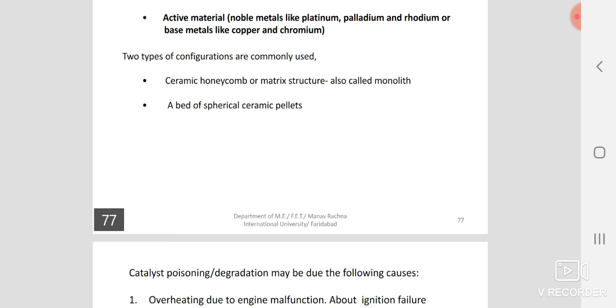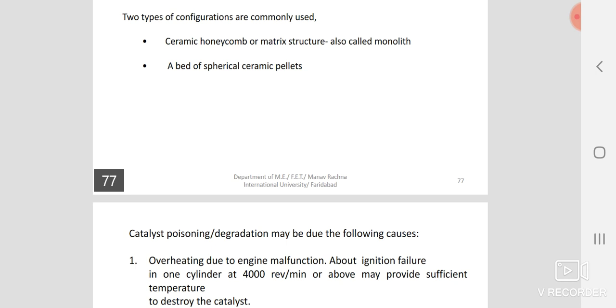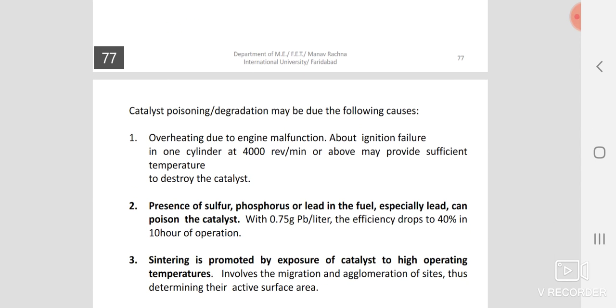A bed of spherical ceramic pellets. You make a bed of pellets. Through the bed, you make the exhaust gases go. And as the exhaust gases go through the bed, there is conversion. Conversion into water, conversion into oxygen. More carbon dioxide, more water, more oxygenated product, and less pollution.